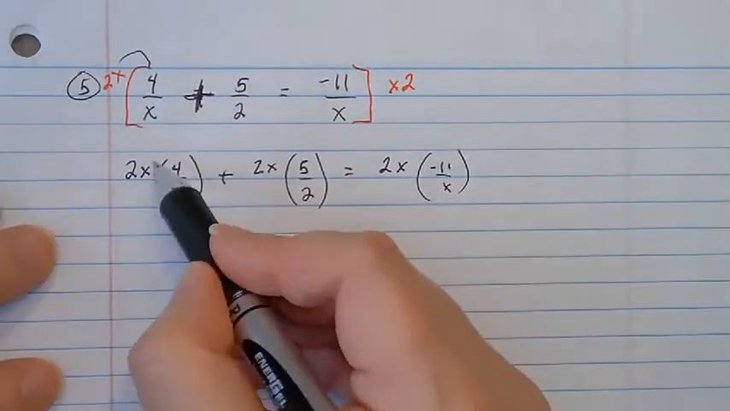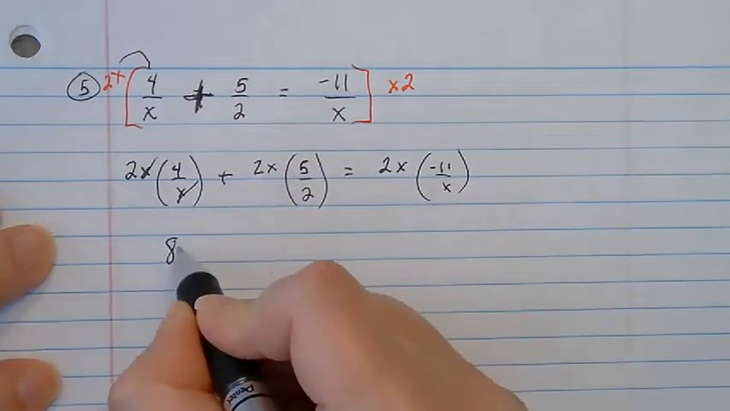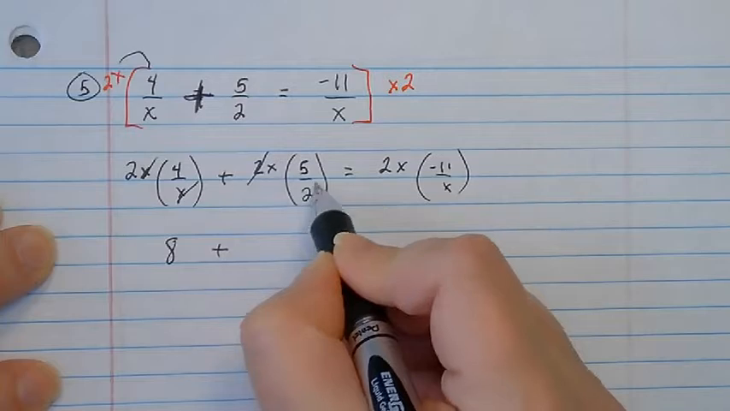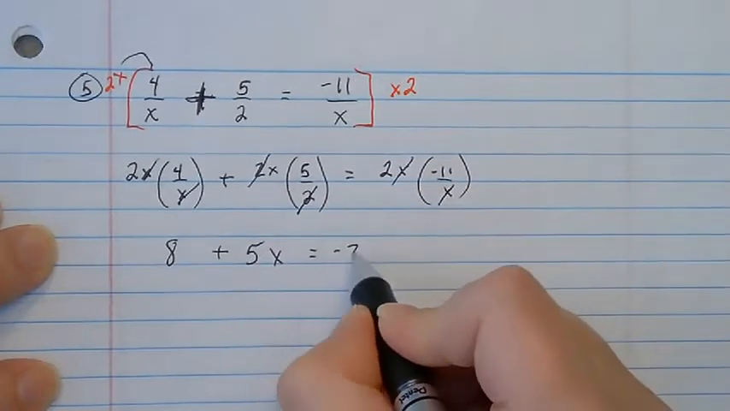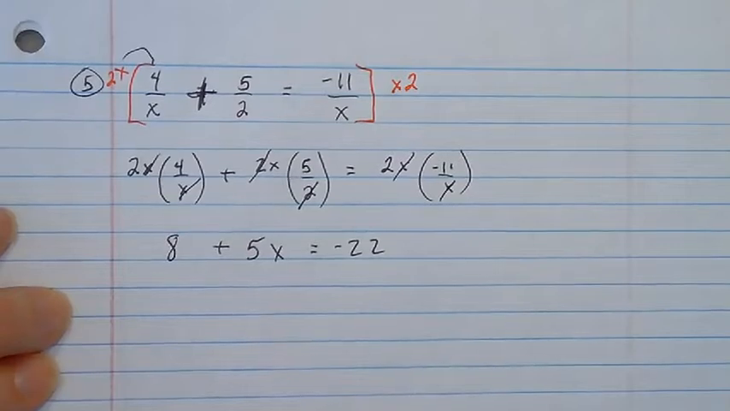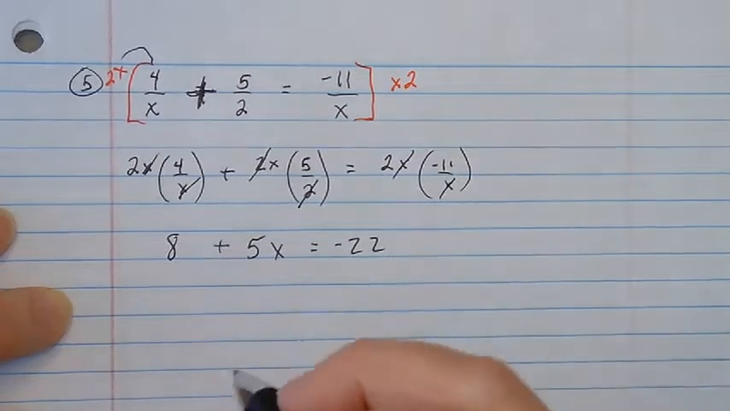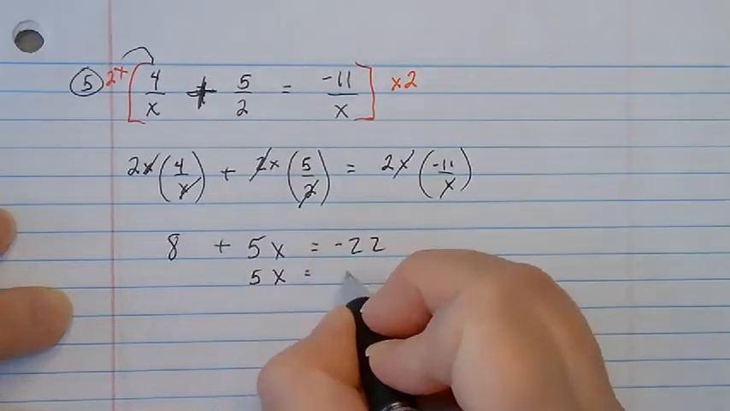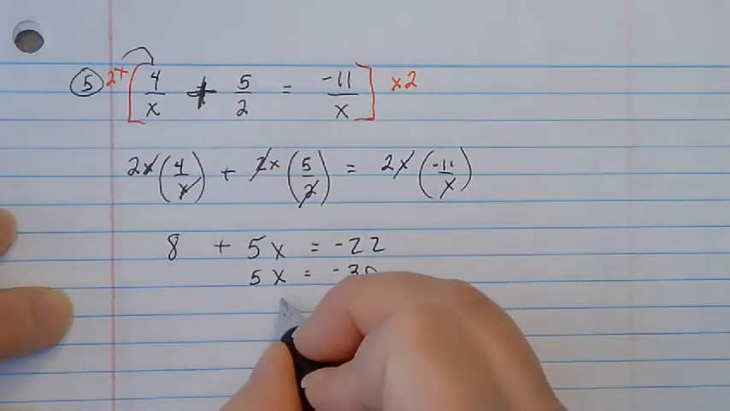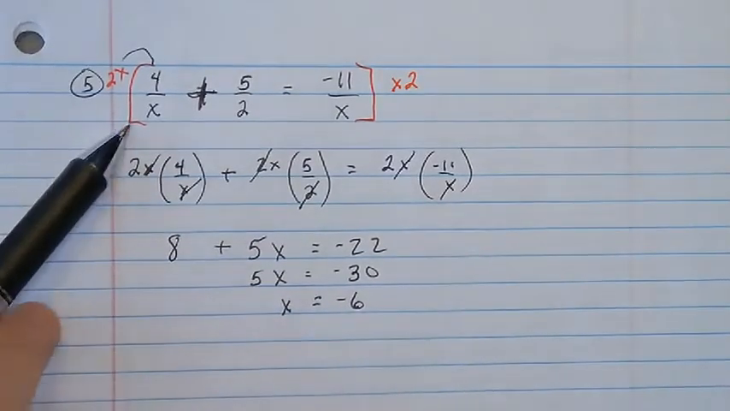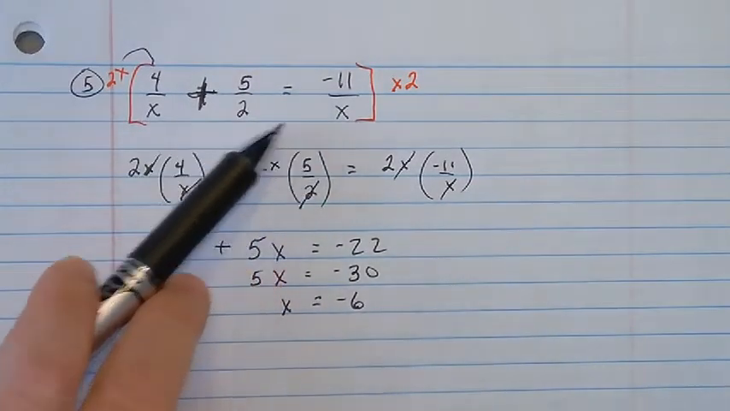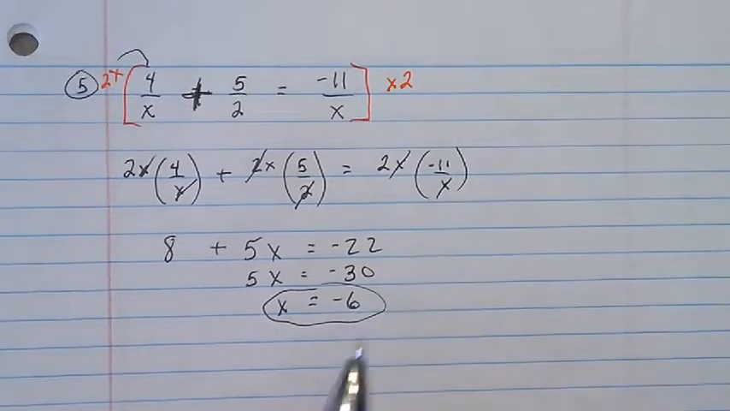But watch what happens. The x's cancel and I get 8. Here the 2's cancel and I get 5x. And here the x's cancel and I get negative 22. So by multiplying by the common denominator, I got rid of the entire fraction. So now I'm going to keep solving. Subtract 8 from both sides and divide by 5. Now I want to go back and check my answer and make sure it's okay. It's okay to have negative 6 on the bottom of a fraction, so this is a good answer.